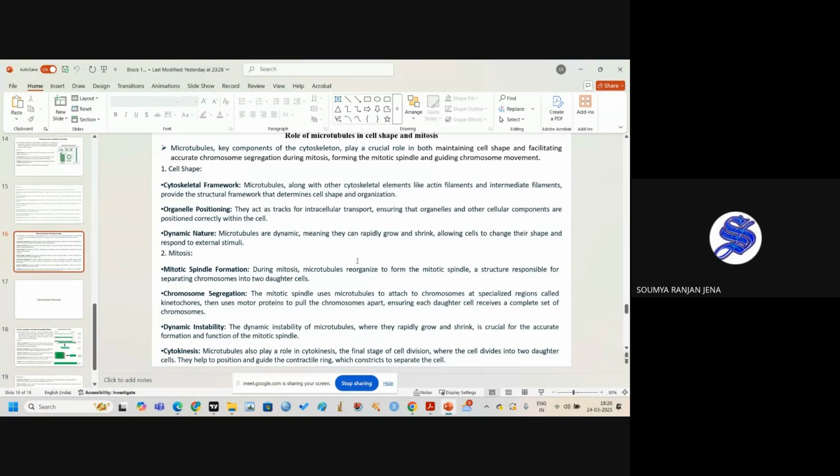This is the major part of the microfilaments, that is actin filaments, and this is microtubules. And the major function of these actin filaments and microtubules is maintaining the shape, size, and mechanical strength of the eukaryotic cell cytoskeleton. Any doubt till here?